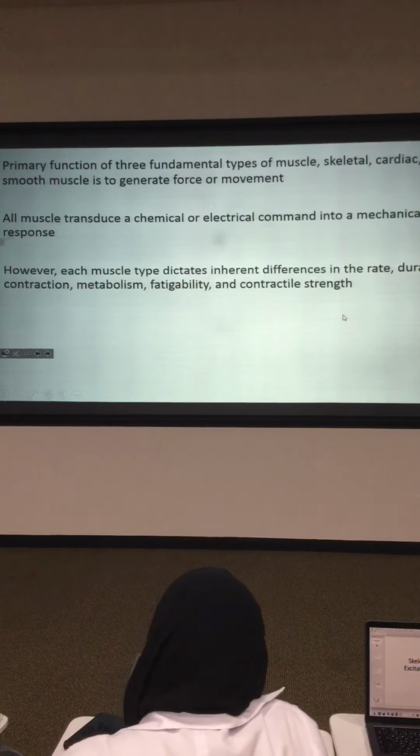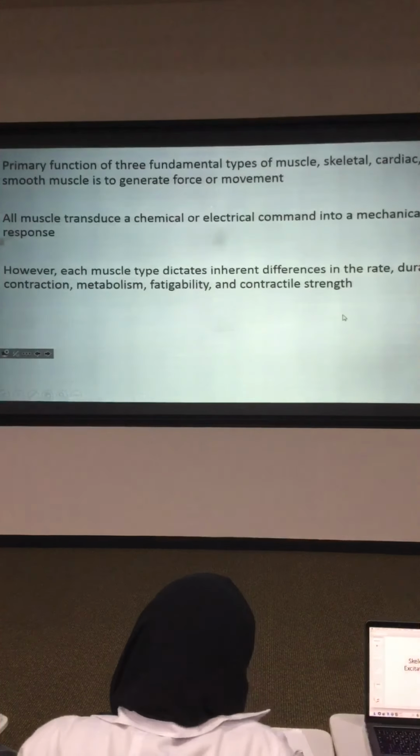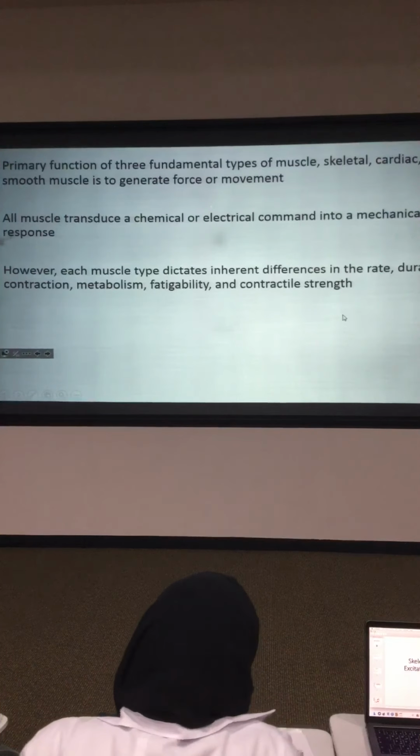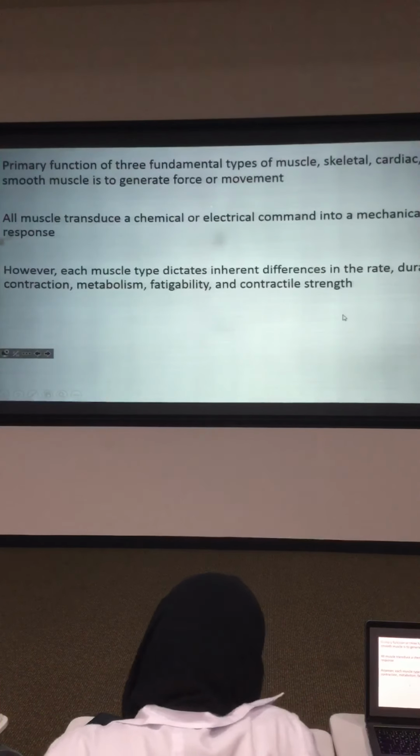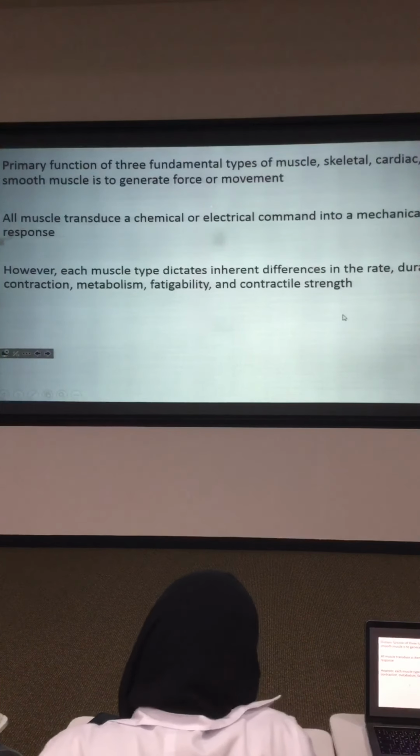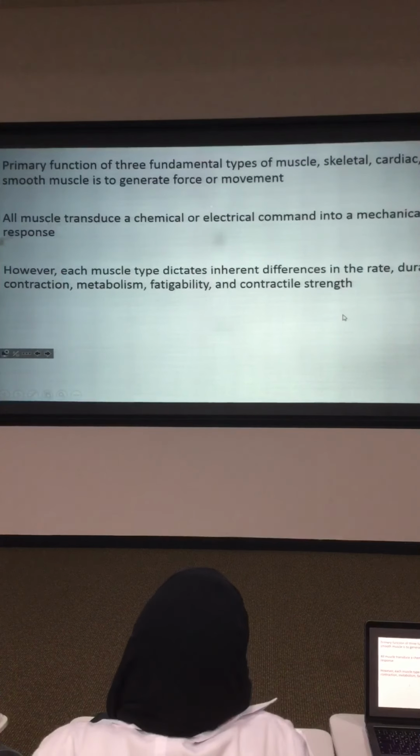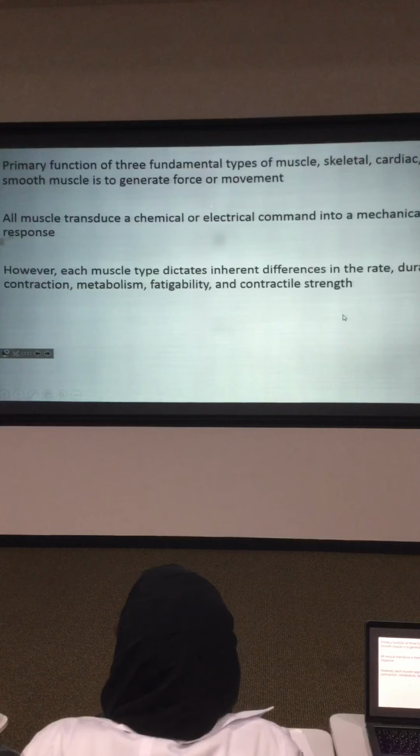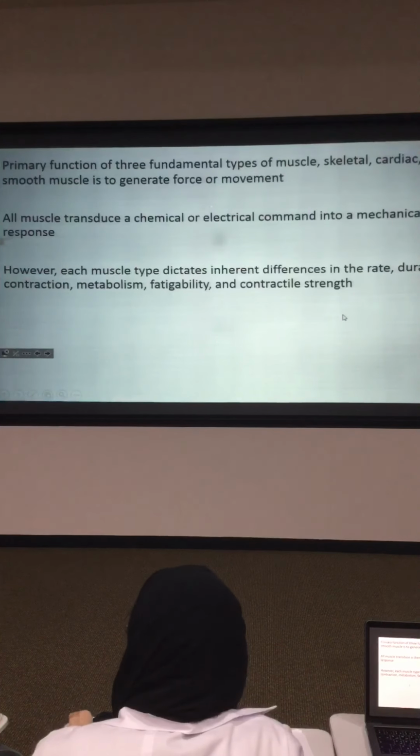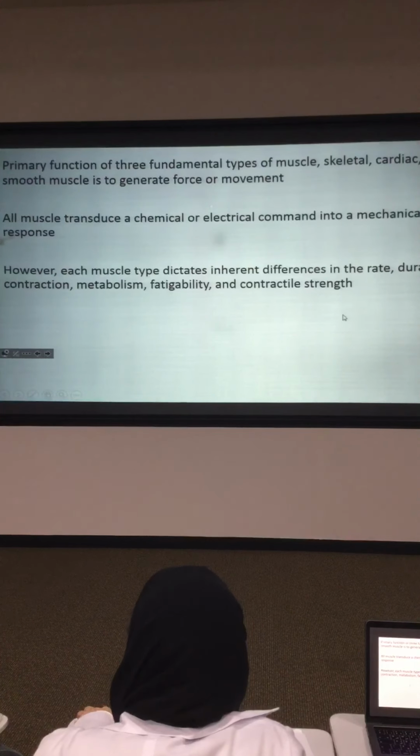There are three fundamental types of muscle: skeletal, cardiac and smooth muscle. Two are known as striated because when you put this muscle under the microscope you see striations. Those are skeletal as well as cardiac. Smooth muscle, when you look at the microscope you don't see any striations. That's why it is called non-striated muscle.